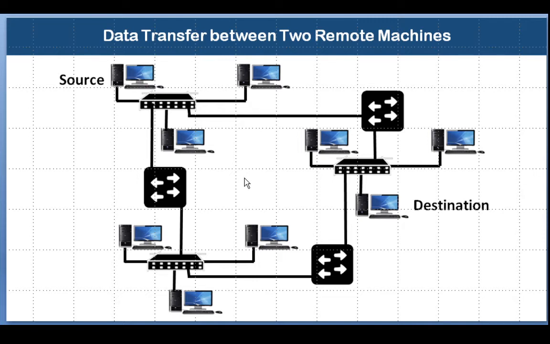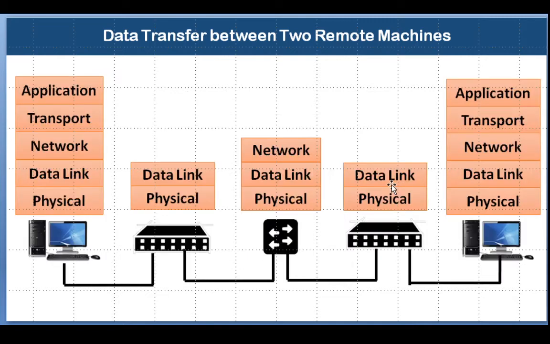What happens when data is transferred between two remote machines? Suppose there is a source from network 1 and there is a destination from network 2. How is the data being transferred? What will be the proper mechanism? Because both the two machines are remote machines, but they are connected via a network.